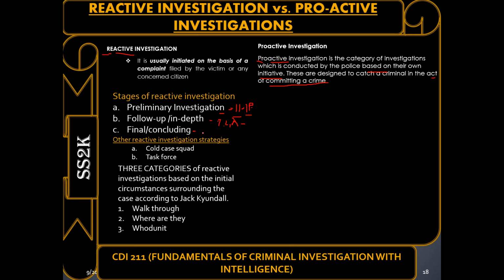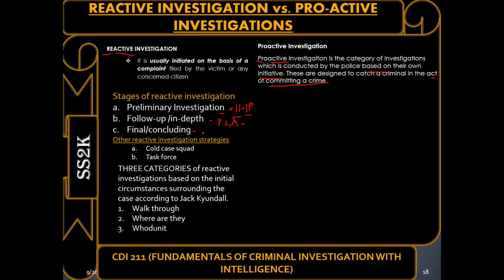Who done it or who did it is a case which no suspect are initially identified. Wala pong identity yung suspect, hindi po natukoy, no? And majority of the who done it crimes reported to police under this category are rarely solved. Usually hindi po nasosolve yung pong mga who done it. So tandaan mo yun po yung three categories of investigation based on initial circumstances of the case according to Jack Cundall. Okay, so balik po tayo doon po sa proactive investigation.